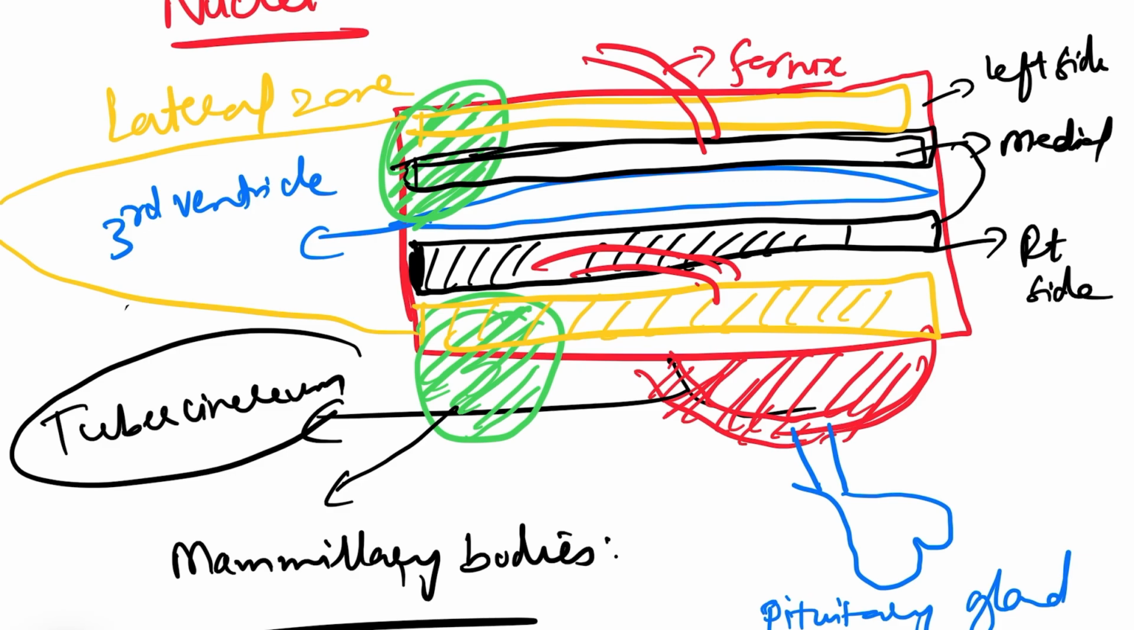Okay, the base is united by the structures forming the floor of the third ventricle, that is the tuber cinereum and mammillary bodies. So each side is further divided into medial and lateral by the fornix. Now we'll take only one side of the hypothalamus, say the left side or the right side.